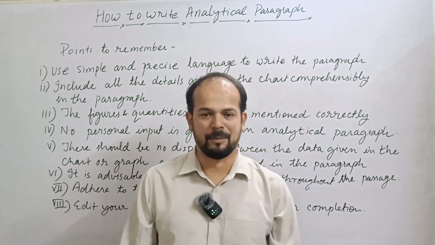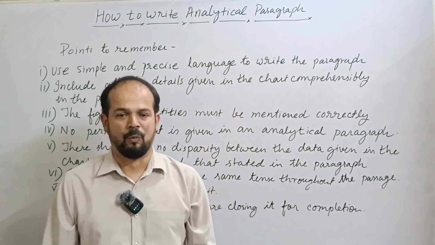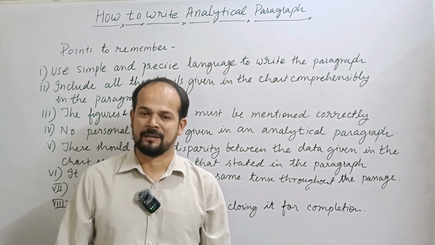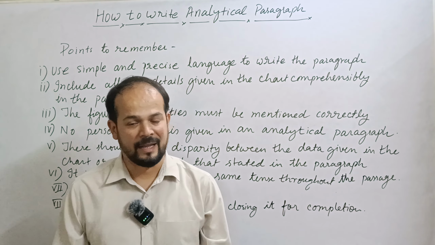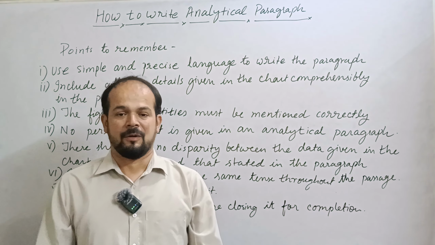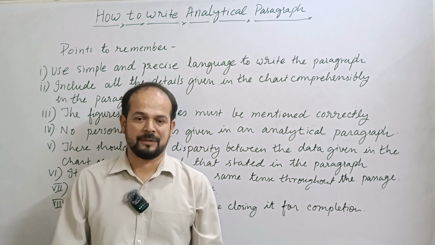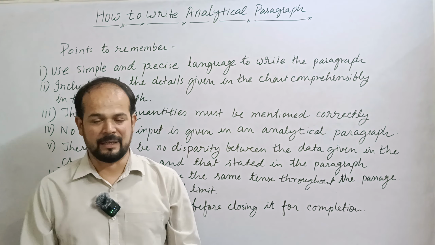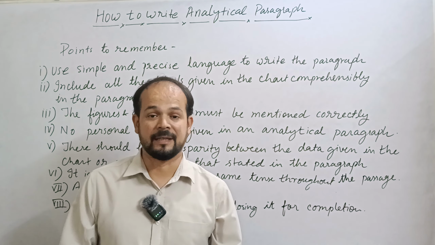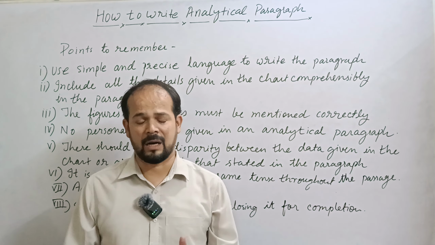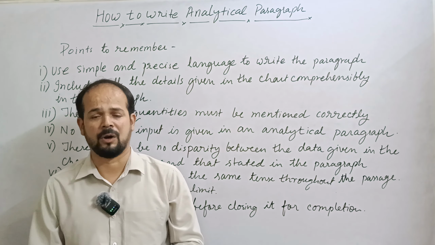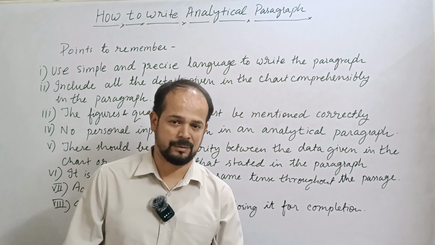Today we are going to learn about analytical paragraph. What does the word analytical indicate? Analytical indicates an analysis of something. An analytical paragraph is based on the analysis of the data that is given in the form of some graph, table, chart, or some pie diagram or any other clues.